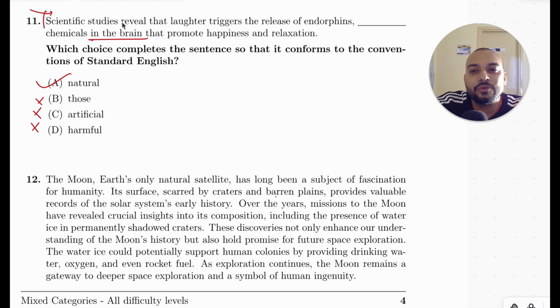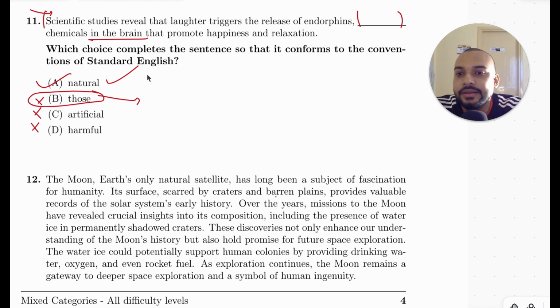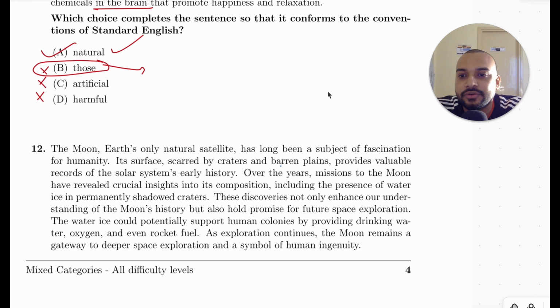So they've revealed that laughter triggers the release of endorphins, natural chemicals in the brain that promote happiness and relaxation. Those cannot come as a direct connector after endorphins because it does not signify any direct linkage in the text. So option A, natural, is the correct one. Let's look at the last question for today.